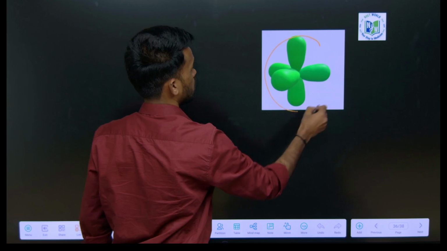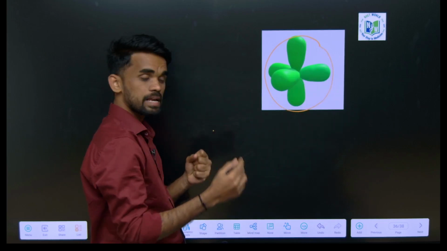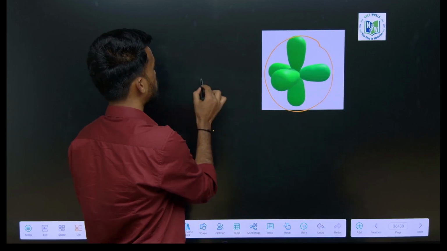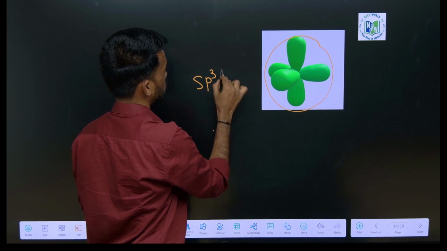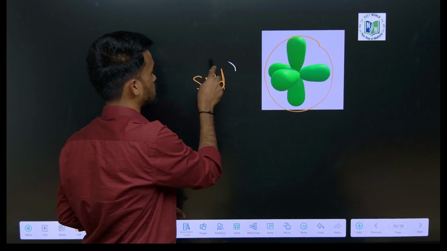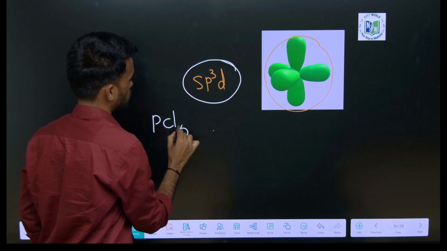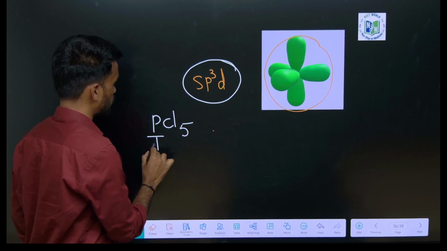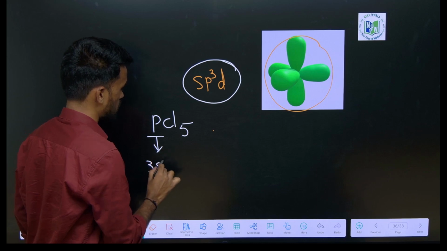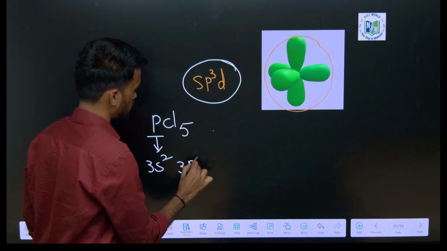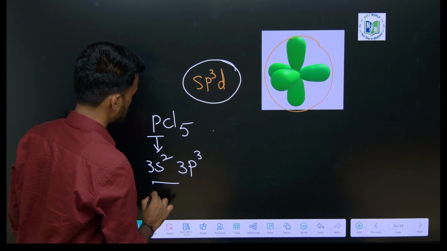Till now we have discussed sp, sp2, sp3. Then next it should be sp3d. So what exactly is sp3d hybridization? Here let us say PCl5. In this, what is the central atom? We have phosphorus. What is the electronic configuration? Valency 3s2 3p3. Therefore 5 valency electrons are there.